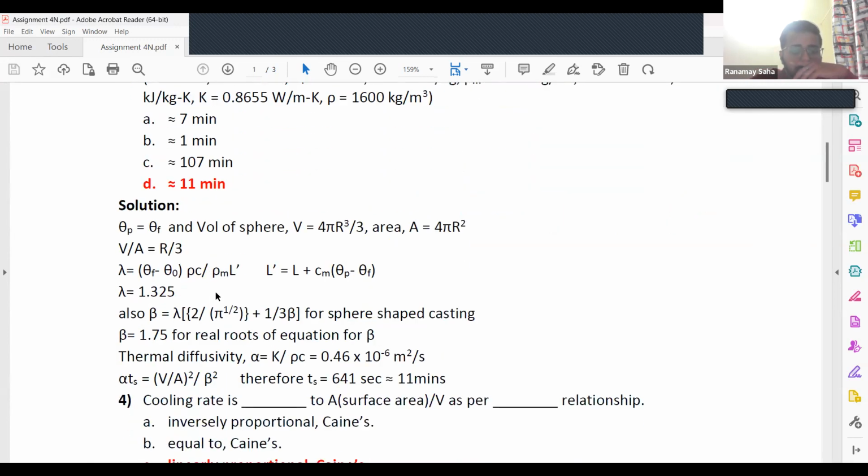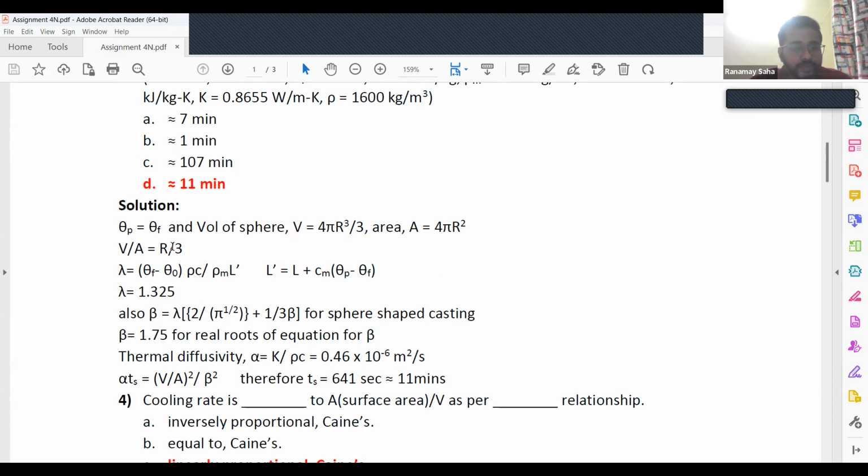So, we have already calculated that for a sphere, the non-dimensional constant beta, we have shown it last week. So beta happens to be lambda into 2 by root pi plus 1 by thrice of beta for a sphere. If it was a cylindrical casting, we would have 4 beta here, but it's a sphere, so we have 3 beta. Okay, so V by A, the modulus of casting, is given to be R by 3. You know how to find that, right? So volume is 4 pi R cubed by 3. You divide it by 4 pi R squared, and the ratio comes up to be R by 3.